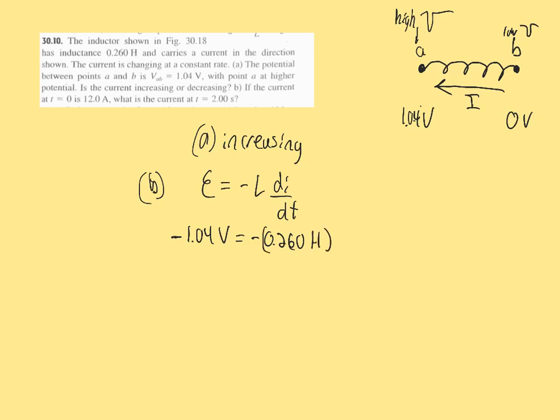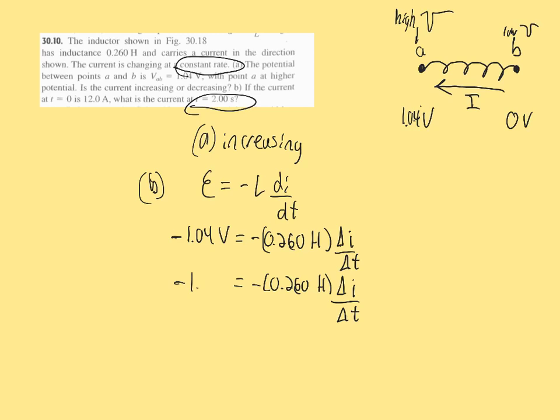As I said earlier, because it moves at a constant rate, di/dt is going to be the same as saying delta I over delta t. And they tell us that it takes 2 seconds for this thing to happen. So I'm even going to put that in. Negative 1.04 equals negative 0.260 henries times delta I over delta t, and that replaces with 2 seconds.